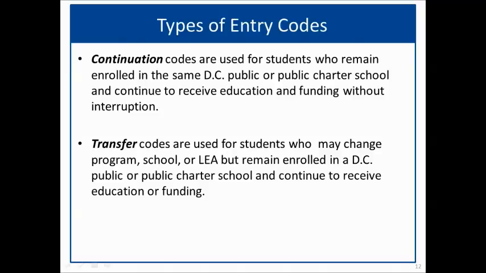Continuation codes. These are codes that OSSE uses to determine students who are remaining enrolled in the same DC public or public charter school and are going to continue to receive education and funding without interruption. These codes are typically following the end of a school year, and so this is showing that the student is going to continue on in the same school, and there's no interruption.